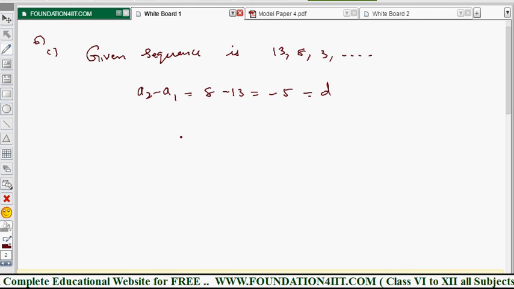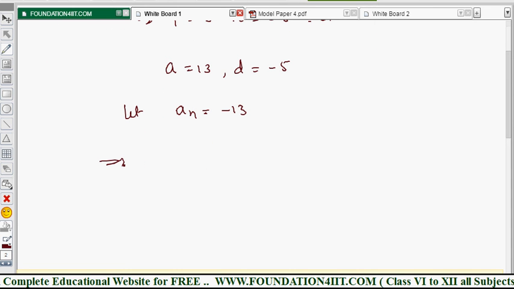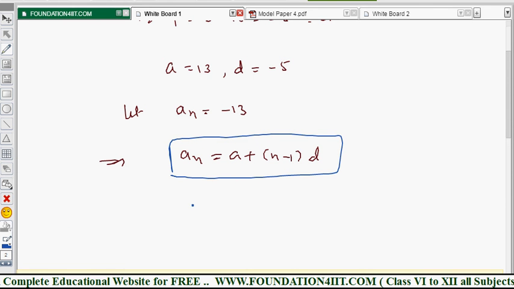So the given sequence is an AP with a equal to 13 and difference minus 5. We need to find out whether minus 13 is in the sequence or not. So let an be equal to minus 13. Then we apply the an formula: an equals a plus n minus 1 into d. Applying an equals minus 13, a is 13, n minus 1 into d, d is minus 5.